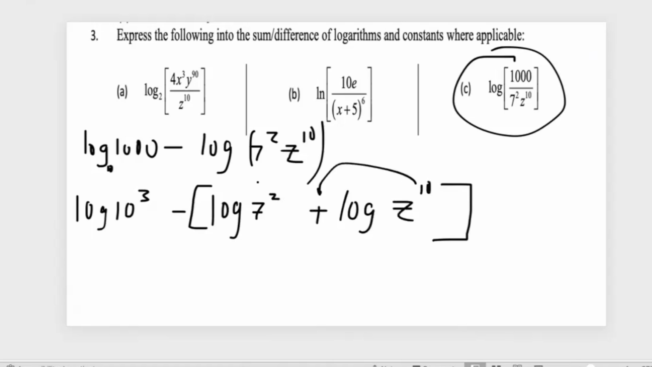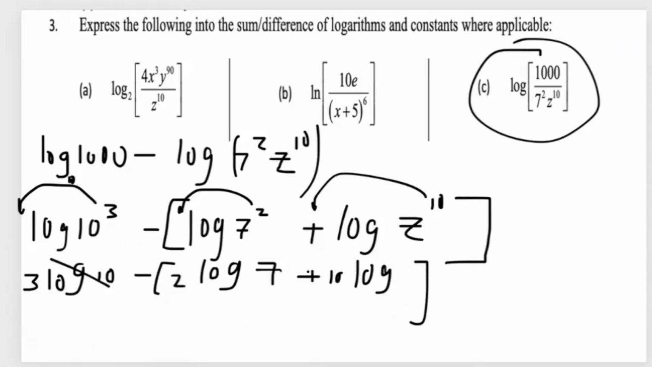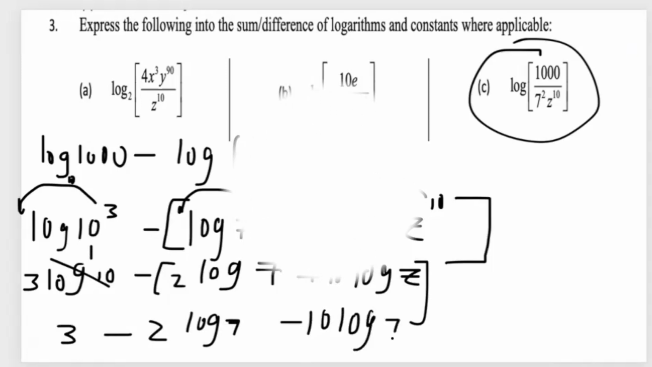Now we carry it in front. So I have this being carried in front. So I'll have 3 log 10, and then minus 2 log 7. So we have plus 10, carry the 10 in front, and then we have log z. So this log 10 would disappear, so it becomes 1. So 3 times 1 is 3. And then this becomes minus 2 log 7 minus 10 log z. And that's it.